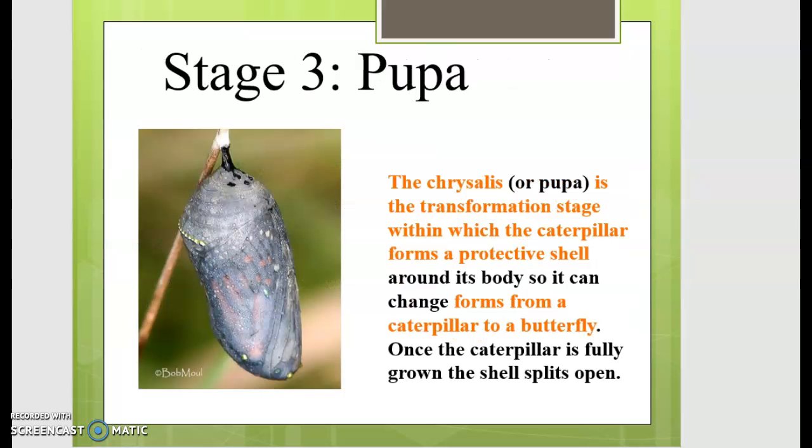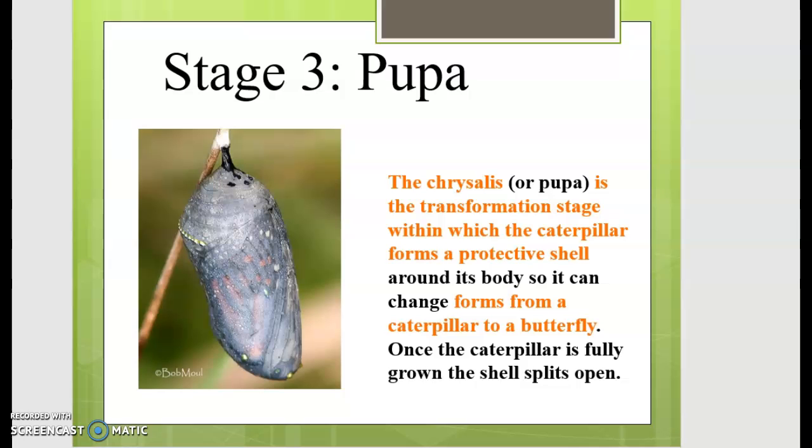Stage 3, pupa. The chrysalis or pupa is the transformation stage, within which the caterpillar forms a protective shell around its body so it can change forms from a caterpillar to a butterfly. Once the caterpillar is fully grown, the shell splits open. Okay, so this is like the Transformers stage.